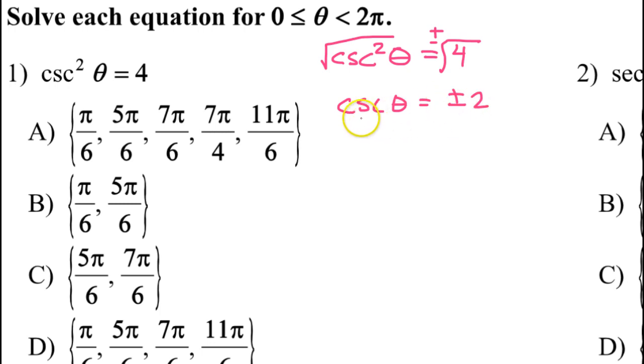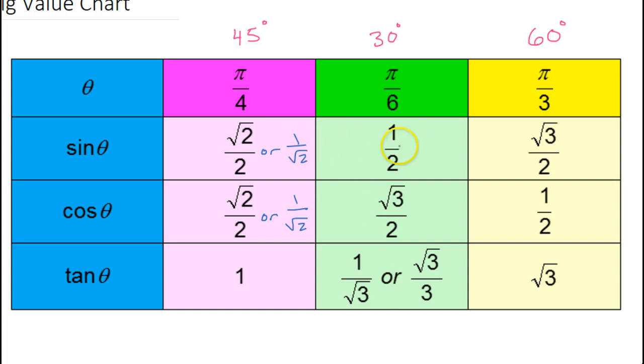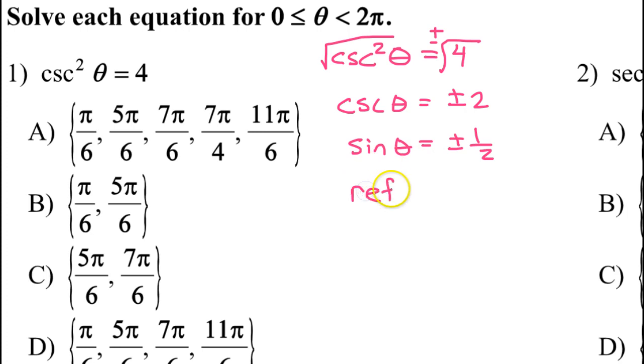Now cosecant is the reciprocal of sine. So taking the reciprocal of both sides, I have the sine of theta is equal to plus or minus 1/2. Okay, now the sine of what angle is equal to 1/2? So looking at the chart to jog your memory, the sine of pi over 6 is 1/2, or 30 degrees, but I'm going to stick to radians. So the sine of pi over 6 is 1/2. That tells me that the reference angle is pi over 6. Alright, that's just the reference angle, not the final answer.